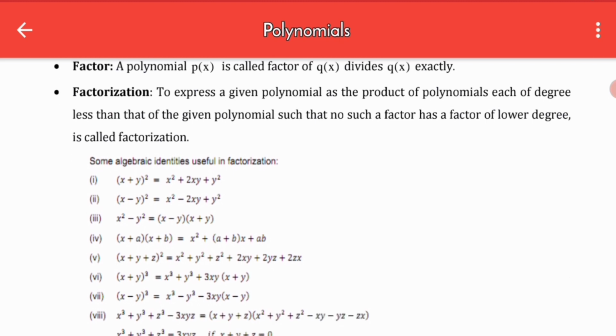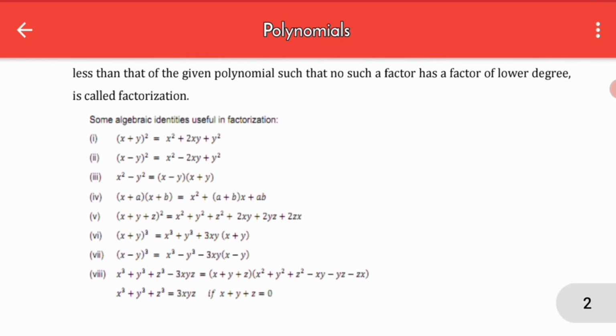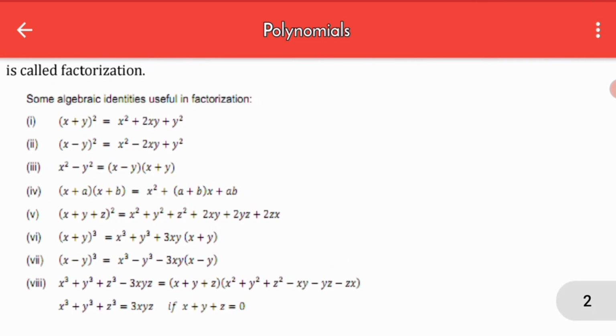Factorization. To express a given polynomial as the product of polynomials each of degree less than that of the given polynomial, such that no such factor has a factor of lower degree, is called factorization. Now here are some of the algebraic identities which are useful in factorization.